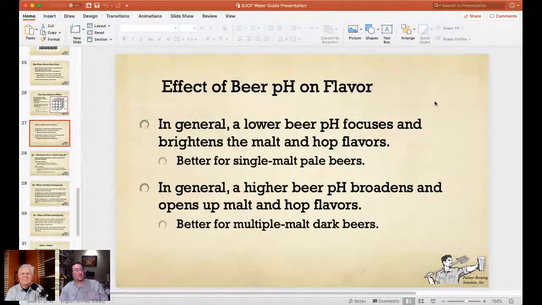An amber colored beer, something like an amber pale ale or an amber lager, something with both some malt and hop flavor, or maybe just one specialty malt, you're probably going to want a pH of, like, 5.4 right in the middle.